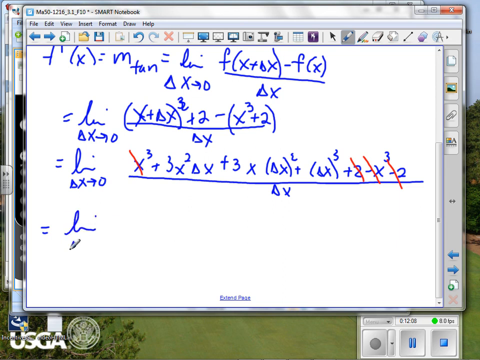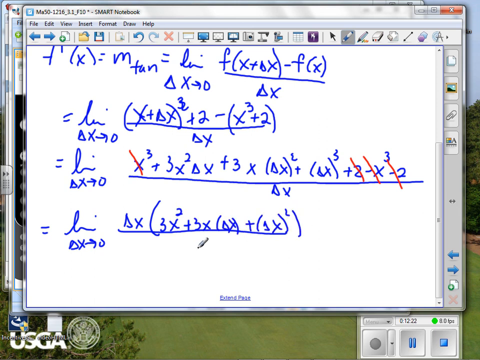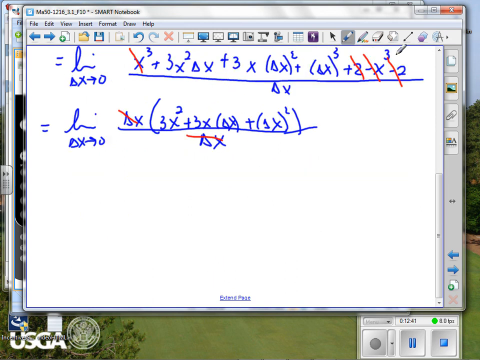So I've got the limit as delta x goes to 0. I can now factor out a delta x. Then and only then do I have a factor in the numerator to cancel with the factor in the denominator. I have to be able to have that factor. If I have a term up here that doesn't have delta x in it, I can't factor out a delta x if it doesn't have it in it. Okay, at this point, is there any more work we can do?